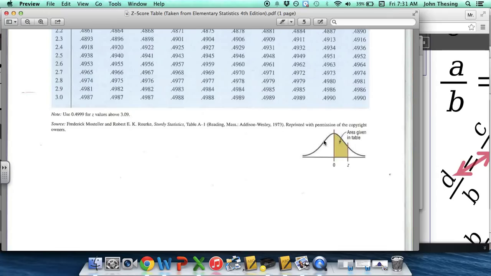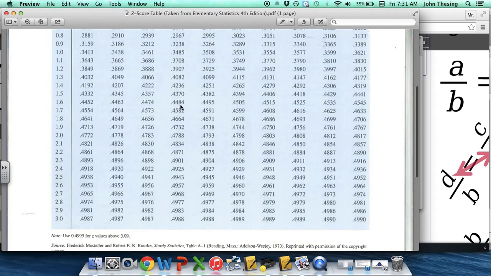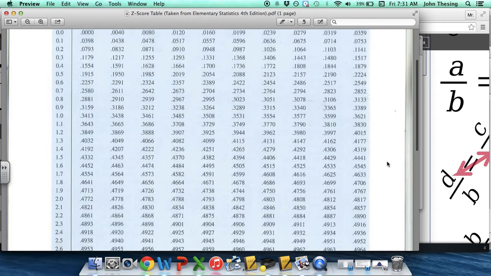So that's how you use z-scores to figure out percentages in the table. I hope that helps.